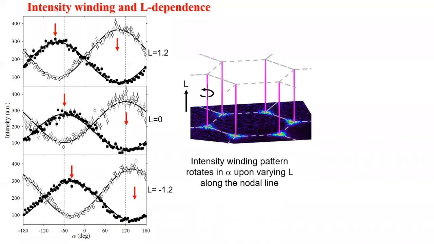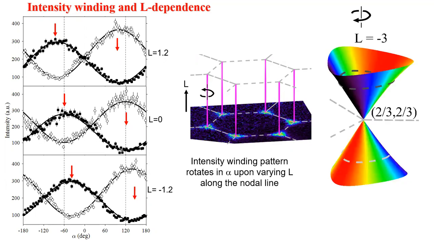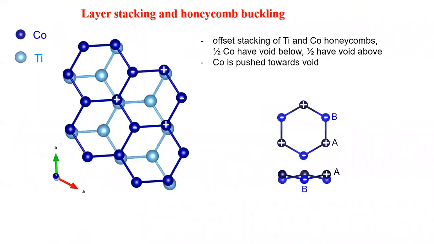And this is a real effect. It satisfies the symmetry prediction of the lattice, which means that scattering here is rotating in the opposite direction, scattering at the other K point, and so on. And this is understood because of the buckling of the honeycomb. So this originates from the crystal structure.